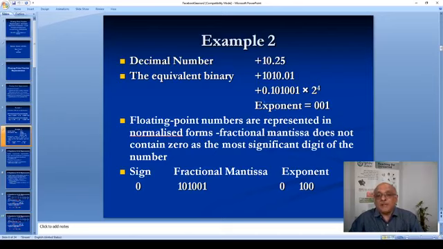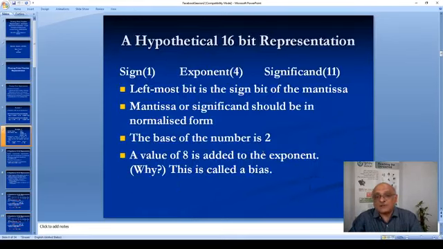But technically what we are trying to say here is: the sign happens to be 0, the fractional mantissa means the point will be assumed towards the left hand side, and this is going to be 0.101001. The sign of the exponent is 0 and the magnitude of the exponent is 100. So this is the representation for 10.25. But is it the correct representation or is something more to be done?